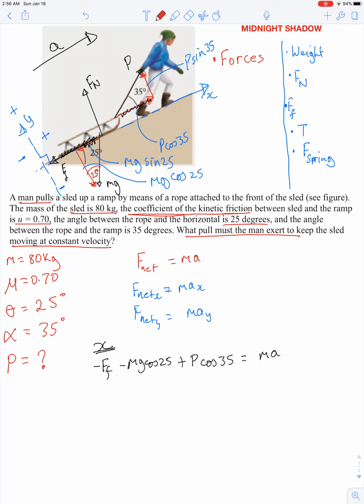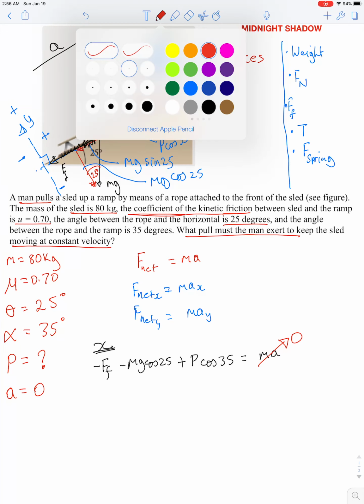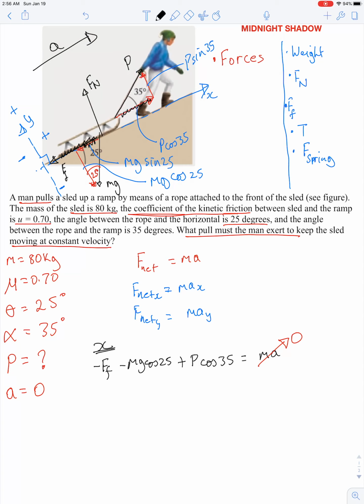Constant velocity simply means that the acceleration is equal to 0. This is very important for this particular problem. So if that's the case, this goes to 0. Almost made a mistake. It's cool, man, as long as you catch yourself. And the problem would have told you that something is off. Yes, you have to finish reading the problem.